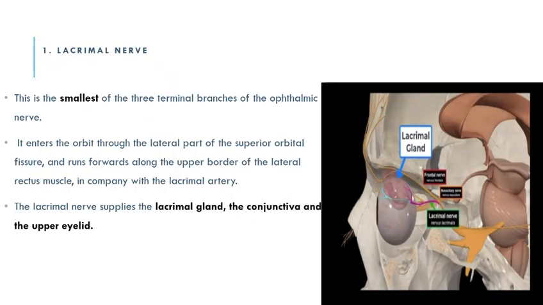Now the lacrimal nerve. It is the smallest of the three terminal branches of the ophthalmic nerve. It enters the orbit through the lateral part of the superior orbital fissure and runs forwards along the upper border of the lateral rectus muscle in company with the lacrimal artery. The lacrimal nerve supplies the lacrimal gland, conjunctiva, and upper eyelid.